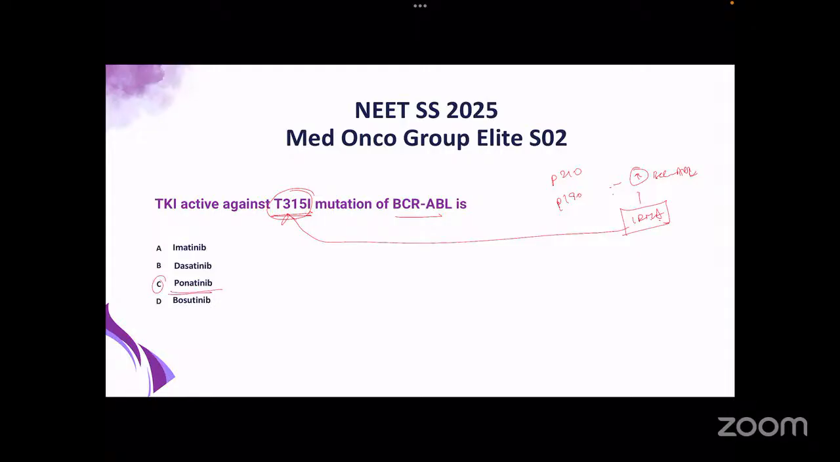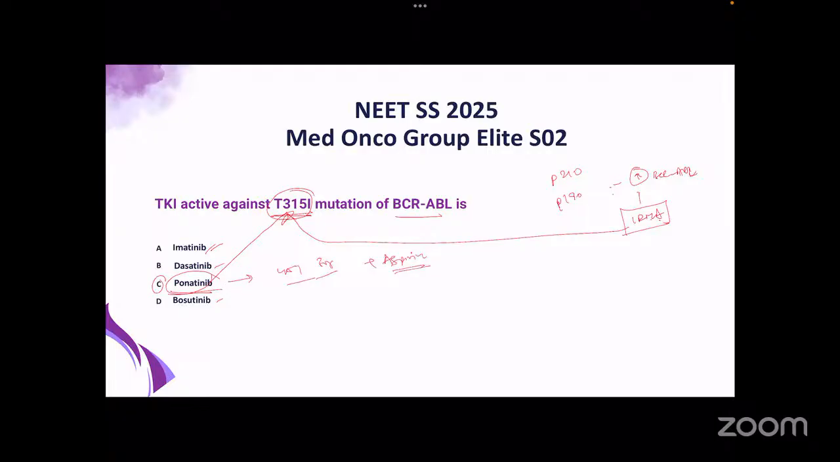Imatinib, dasatinib, bosutinib are the initial generation. Imatinib is the first generation, and the others are the later generations. Ponatinib is the drug which is developed specifically for T315I. Another important point about ponatinib: it is usually given 45 milligrams per day or 30 milligrams per day, and we also add aspirin.